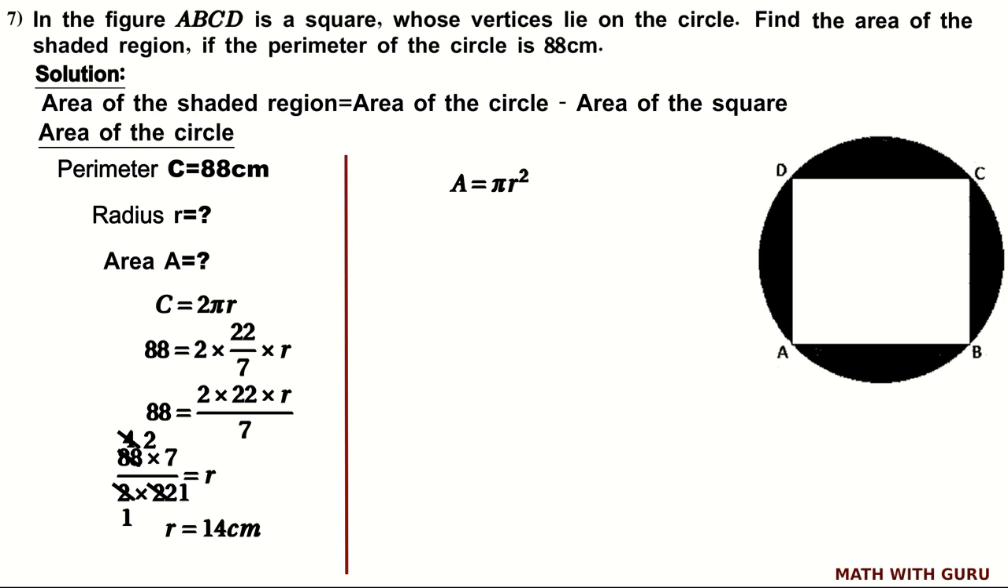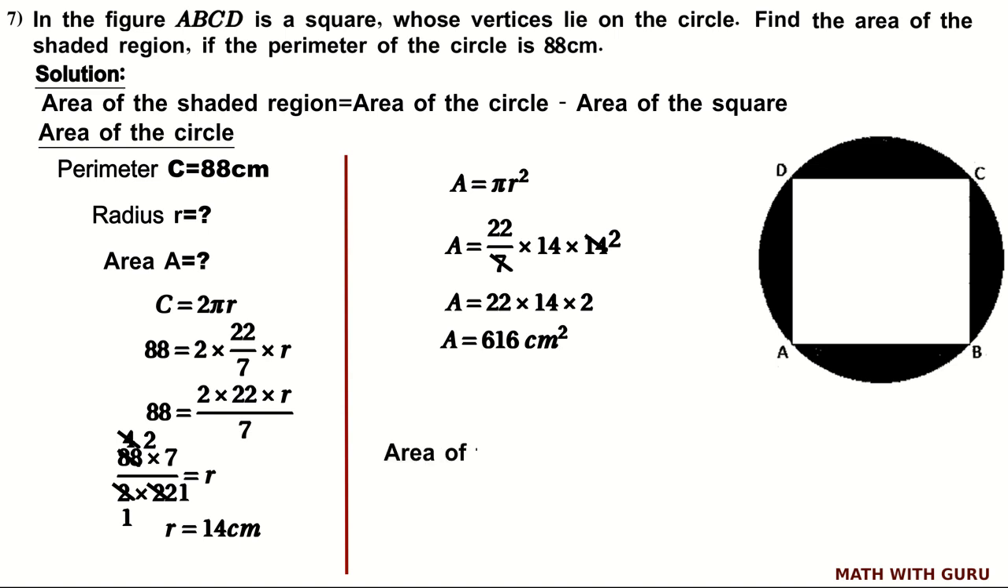Let us find the area of the circle now. A equals πr². A equals 22 by 7 into 14 into 14. 7 twos are 14. A equals 22 into 14 into 2, which gives us 616 square centimeters. Area of the circle is 616 square centimeters.